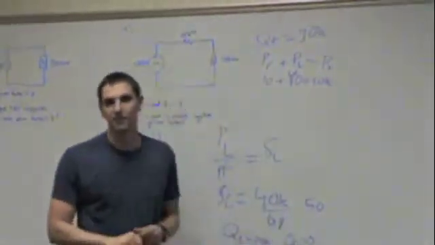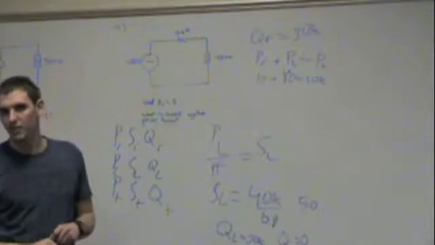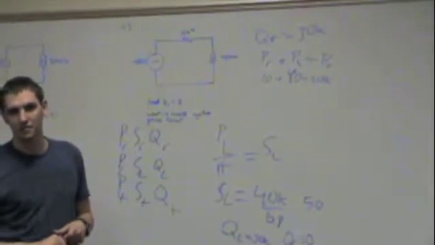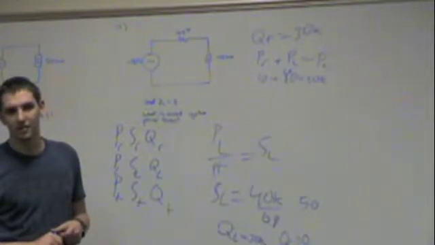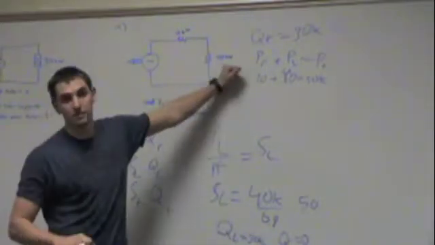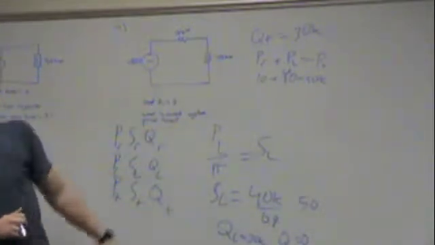P is the real power. It's not necessarily just an inductor. It has to have some resistance of some kind to get 40 kilowatts of real power. So we know there's some real component in there.